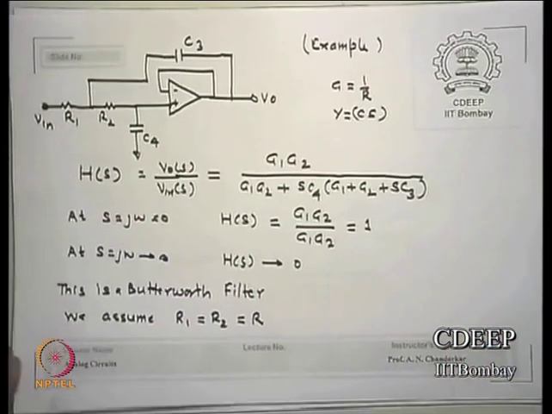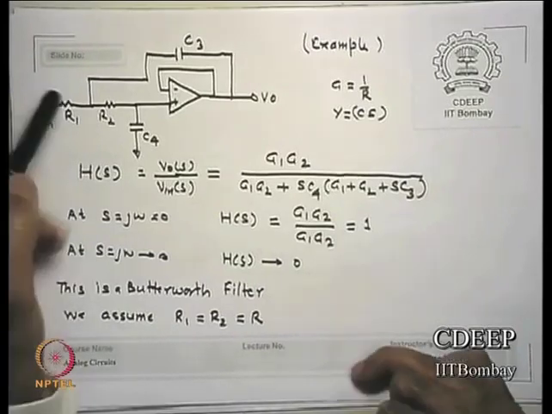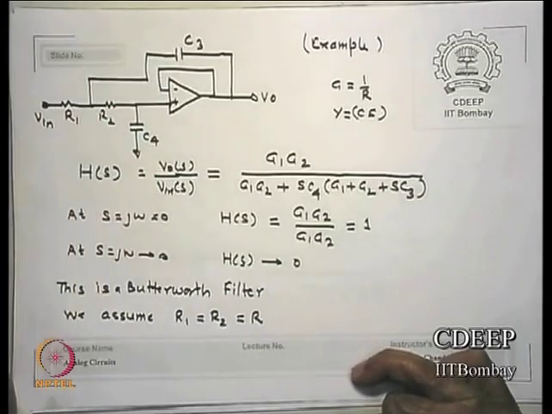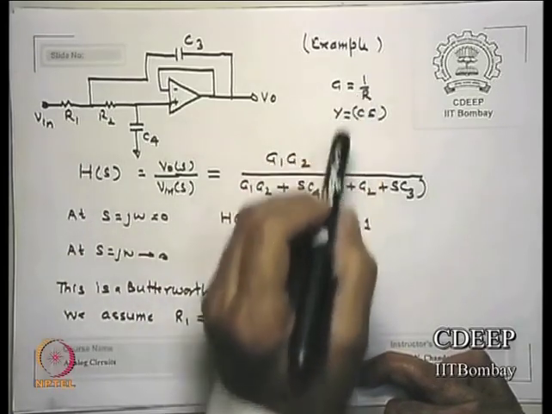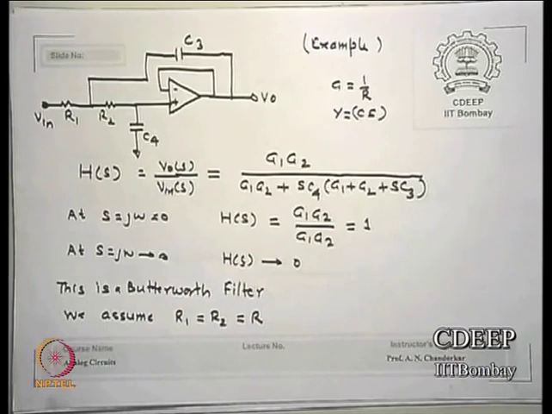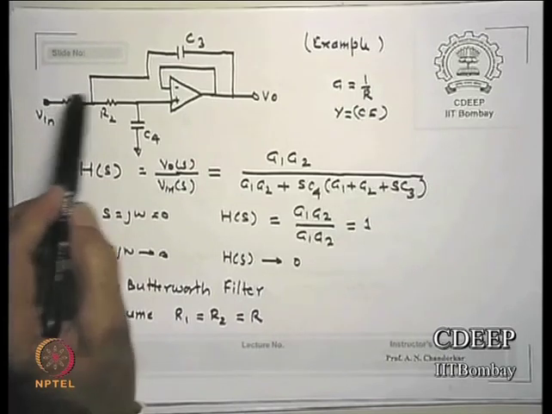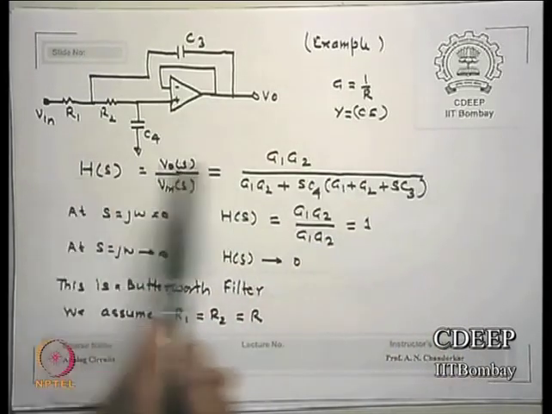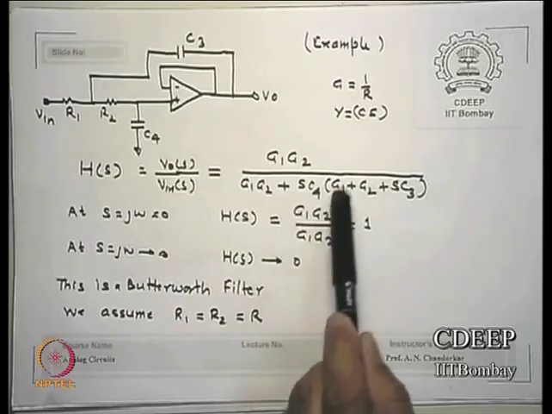I will now explain a specific example. Which filter do you want me to do? We will see that a little later, but let us do this example. Now in this I create the first Y1, Y2 as R1, R2, and Y3, Y4 as two capacitors. In our case G is 1 upon R, and for a capacitor the admittance is sC. The conductances are 1 upon R1 and 1 upon R2. This is the expression I just got for the transfer function: G1 G2 upon G1 G2 plus sC4 (G1 plus G2) plus s squared C3 C4.